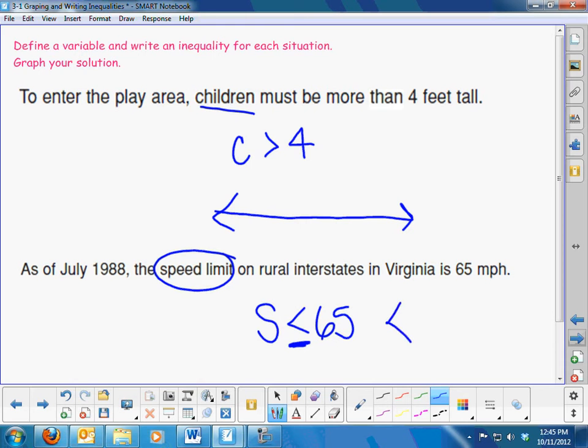Does that make sense to you? Hopefully so. Let's draw it on the number line and see what your solution set would be. All the different numbers, once you have it graphed, would tell you all of the numbers that you could drive at in order to be safe.